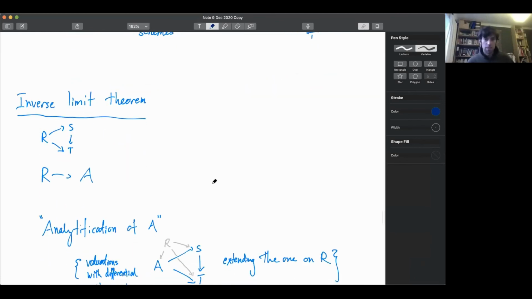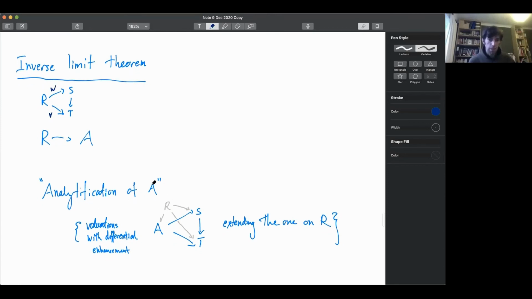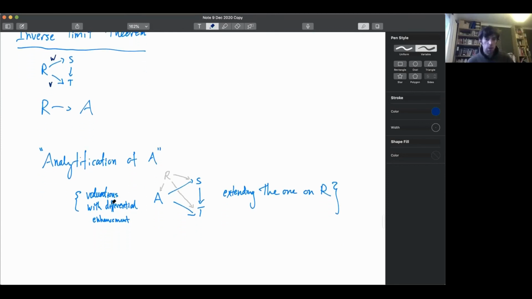And in my last 30 seconds here, I can state the inverse limit theorem. So suppose we have R with a valuation to T in this very abstract setting, and a differential enhancement of that. And then I've got some differential algebra A, which is a differential R algebra. I'm going to define the differential analytification of A to be the set of all differential enhancements on A, so A maps to S and to T by this WV structure, that extend the given one on R. So I'm looking at all the ways of extending the differential enhancement on R, the valuation and this extra differential piece. I'm extending that from R to A.